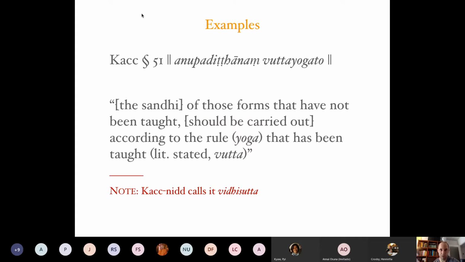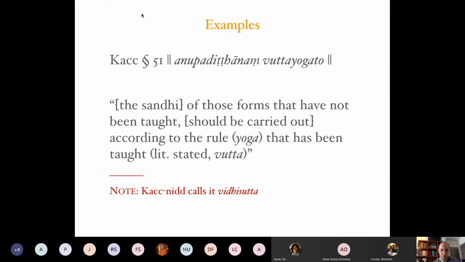Another example of paribhāsā is Kaccāyana 51, which is at the end of the sandhi section, and says anupadiṭṭhānaṃ vuttayogato. That means the sandhi of those forms that have not been taught should be carried out according to the rule, that means according to the yoga, that has been taught, i.e. stated, or literally stated. So that means that following the same system that has been taught in the sandhi section, we can actually produce as many sandhi forms as we wish, always following the same system, the same yoga.